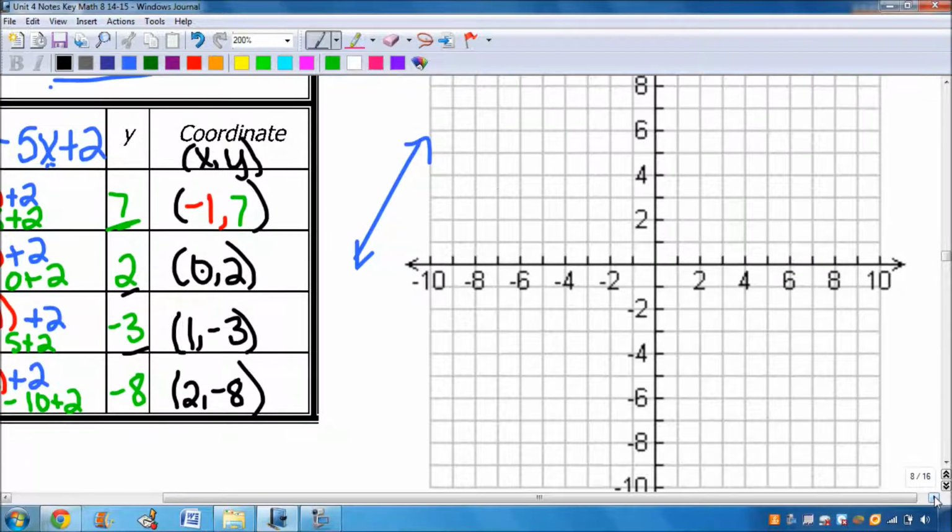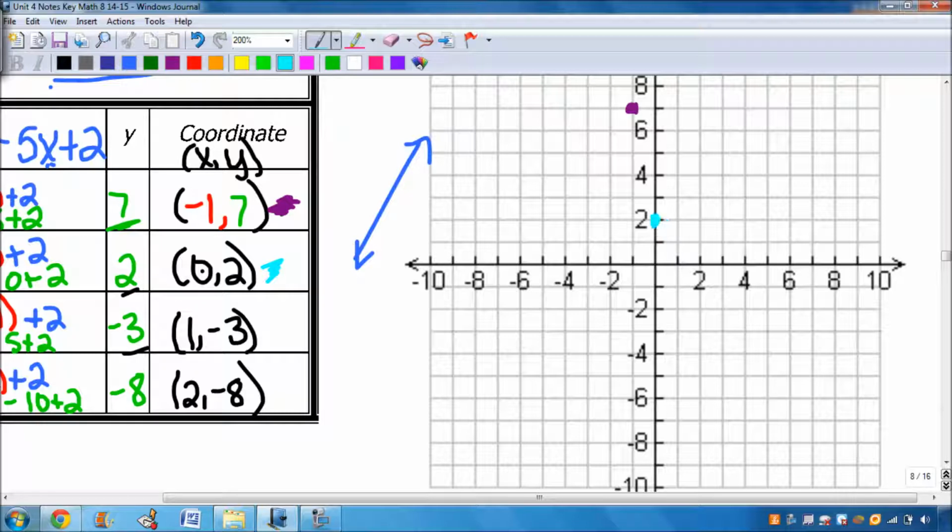So the first point that I have right here is negative 1, 7. I'm going to color code it so you can kind of see where I'm coming from. So here's the first point, negative 1, 7. That means I would go to the left 1 and up 7, and I would put a dot right there. The next coordinate is 0, comma 2. Be careful: a lot of people want to put 0, comma 2 there. That's 2, 0. 0, comma 2 means you don't go to the right or the left at all, and then you go up 2. So here's 0, comma 2.